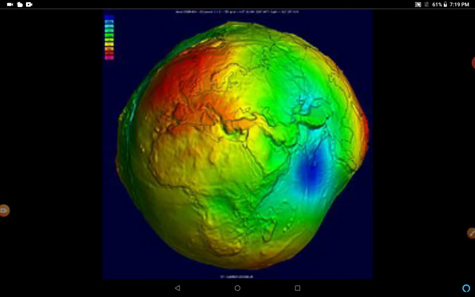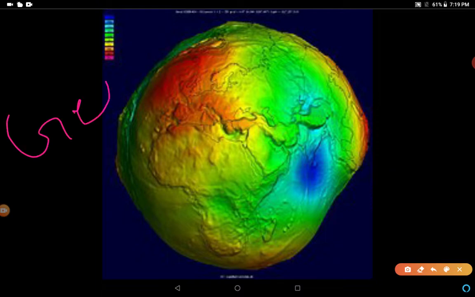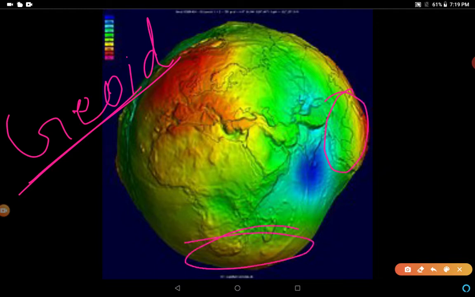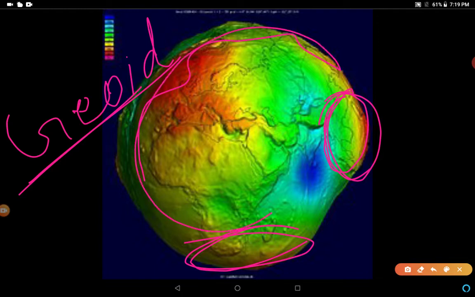This is the real shape of Earth, known as geoid, an Earth-like shape, right? It bulges from the middle. This is the part that sticks out on the Earth, and it is shaped like this, you can see. So this is the real shape of Earth.